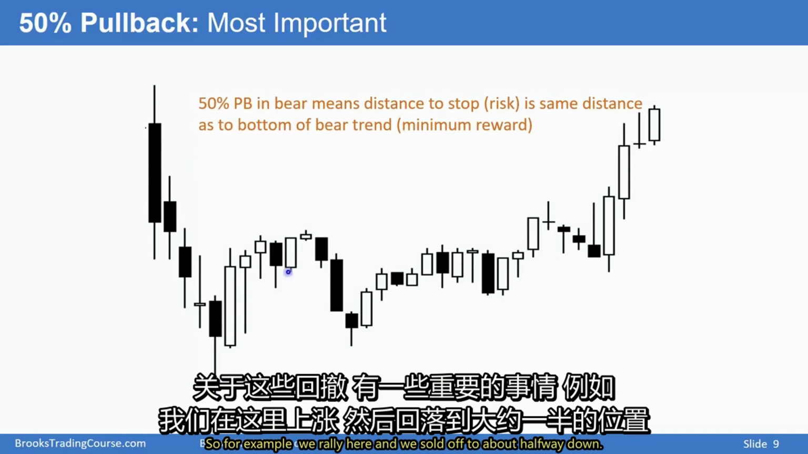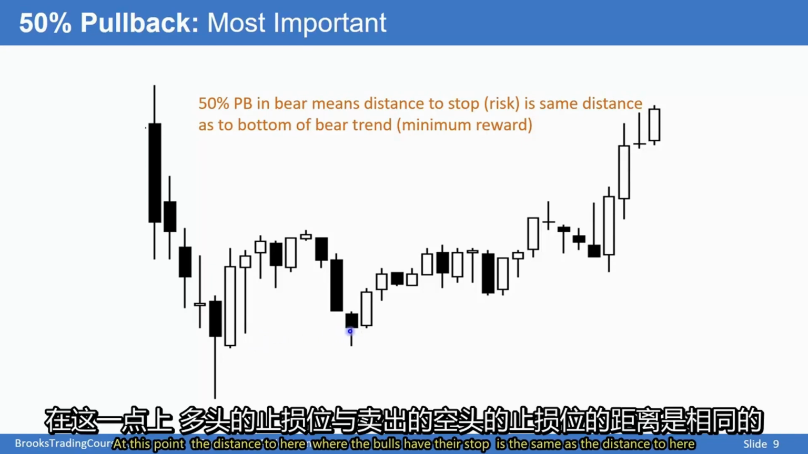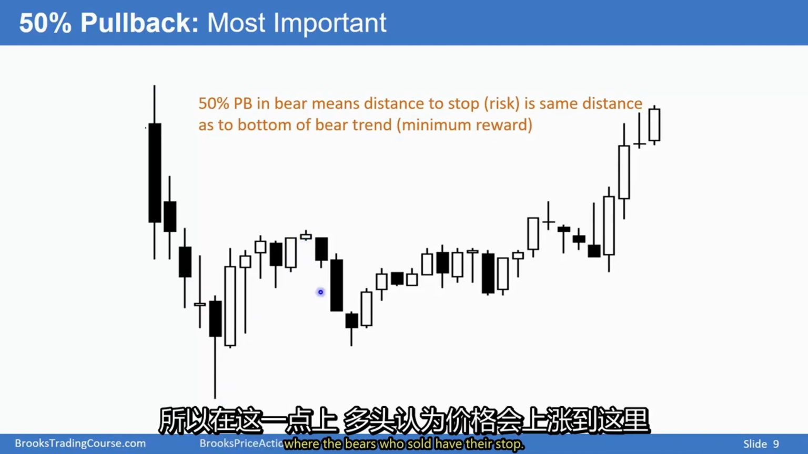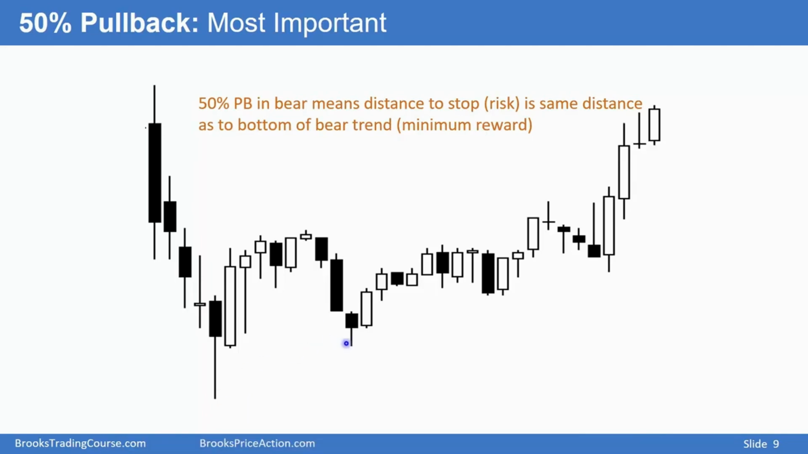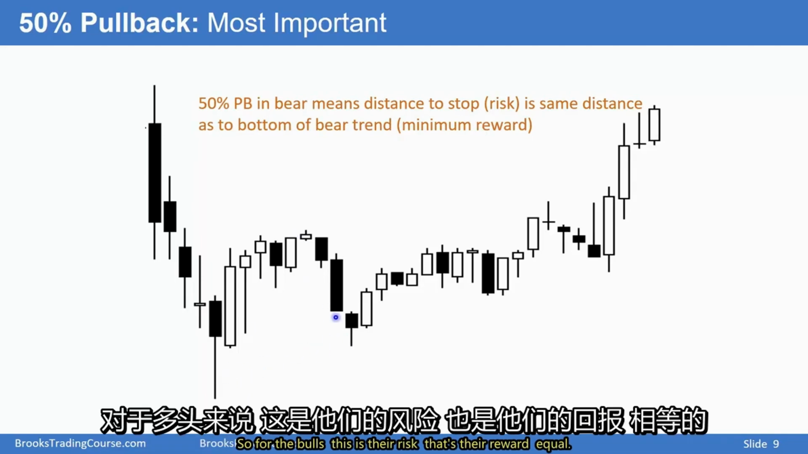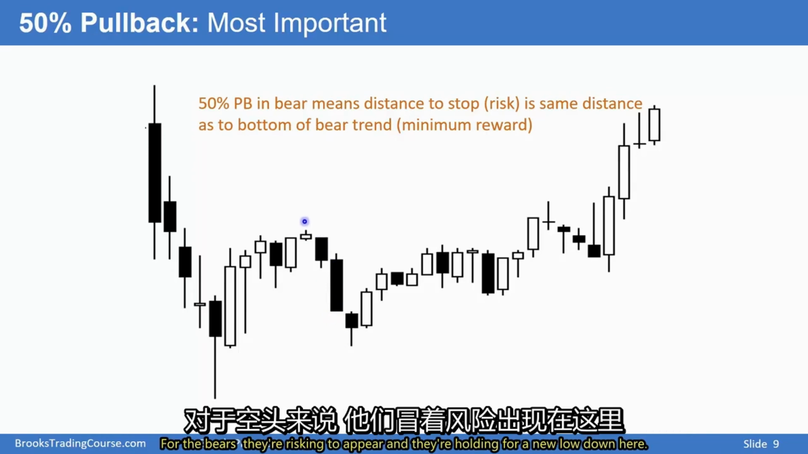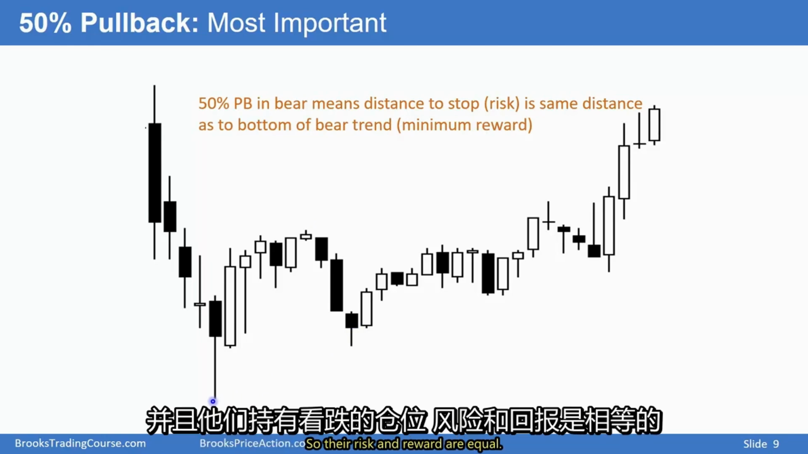So for example, we rally here and we sold off to about halfway down. At this point, the distance to here, where the bulls have their stop, is the same as the distance to here, where the bears who sold have their stop. So at this point, the bulls assume it's going to go up here, the bears assume it's going to go down here. So for the bulls, this is their risk, that's their reward, equal. For the bears, they're risking to up here, and they're holding for a new low down here. So their risk and reward are equal.